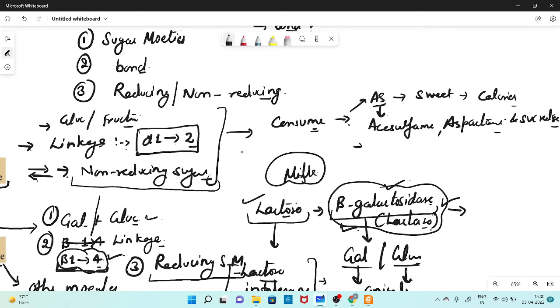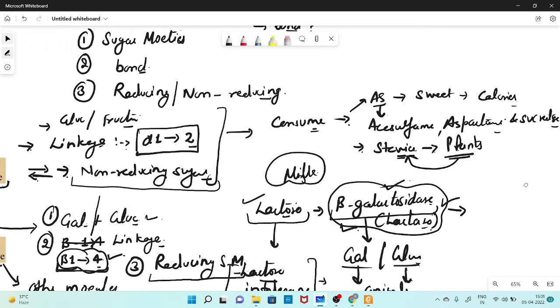Okay? There is another one which is called stevia. This is also an artificial sweetener, but it is extracted from a plant, and that plant is stevia, right? So these sugars are called artificially synthesized sugars, and they do not have any calories, and they are preferred for people who suffer from diabetes or some other conditions, right?